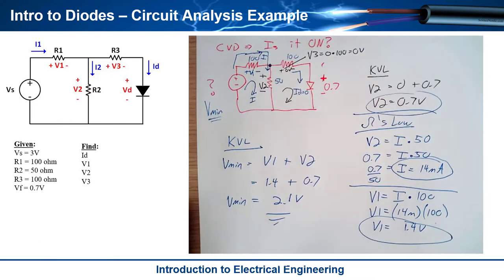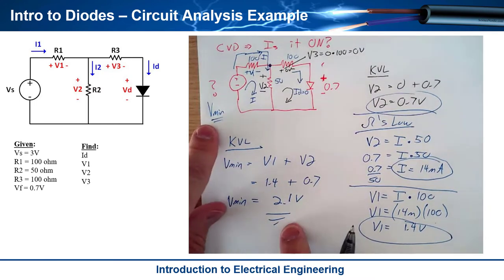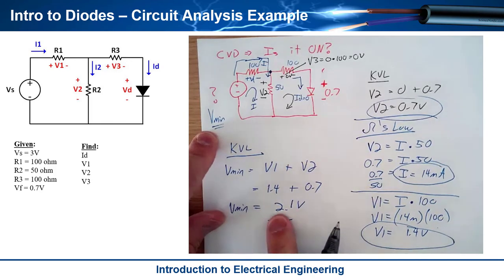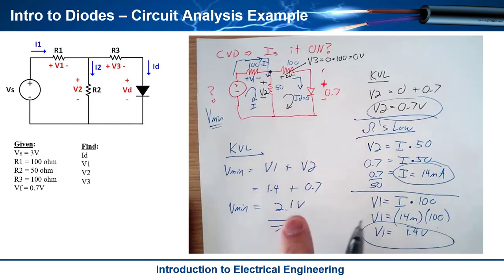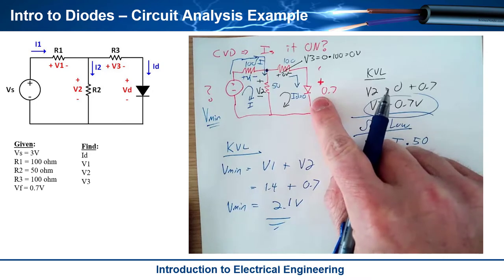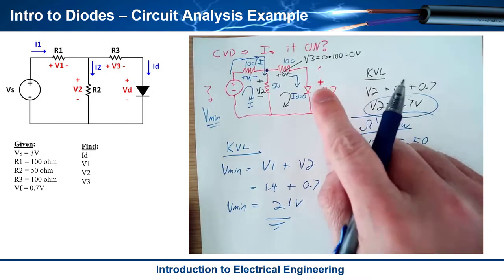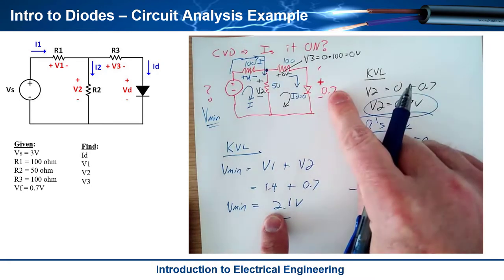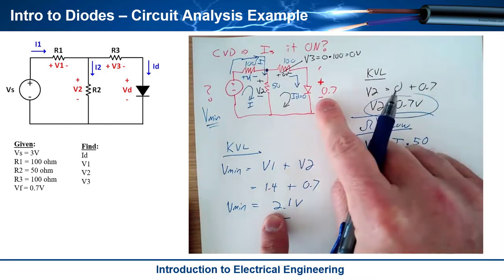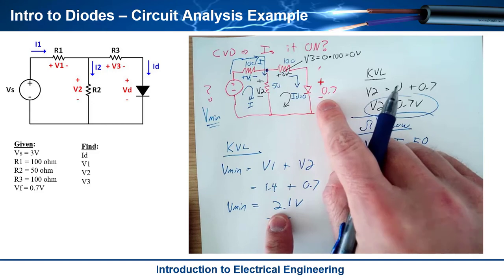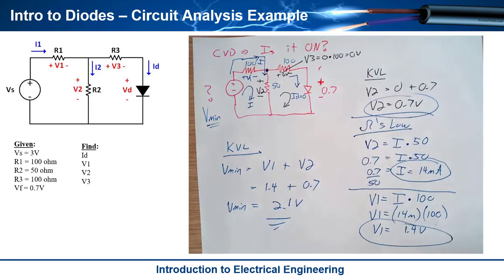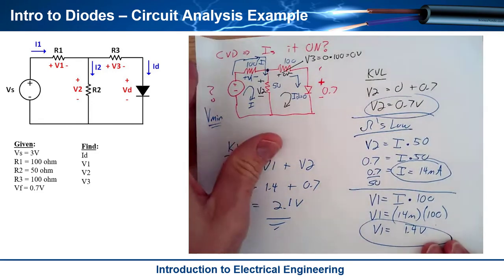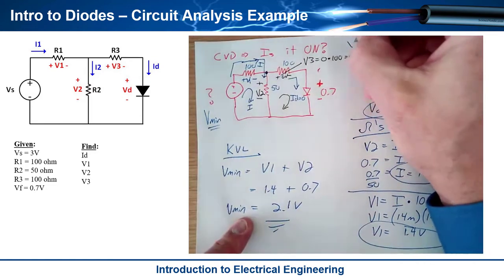What does that tell me? That tells me that the power supply has to be at least 2.1 volts in order to induce a voltage across the diode that is 0.7 and get it to turn on. If I am above 2.1, it's on, life is good. If I'm below it, no good, it's not on. So now we have the information that we wanted, which is: is it on? And the answer is yes.